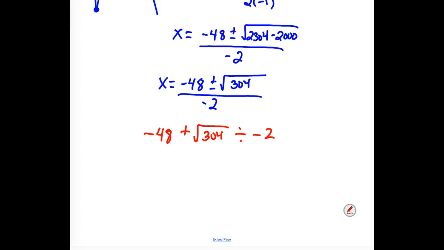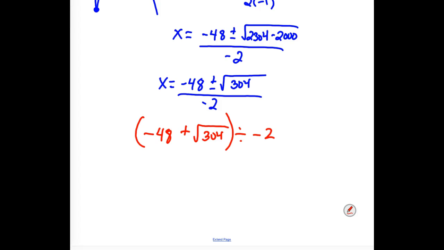Good. It's only going to divide the square root of 304 by that, right? So I need to take the whole numerator and divide it by -2. That means I have to put that numerator in parentheses. Now, a lot of students will type things in just in little pieces. They'll say, I'm just going to figure out what -48 plus the square root of 304 is, get an answer, and then type in that I want to divide it by -2. I want you to get used to typing it all in as one.